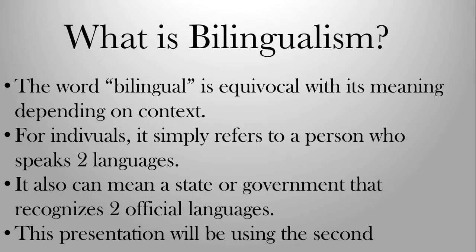Okay, before we start this discussion, we have to define bilingualism. And the term is equivocal, with its meaning changing depending on context. For individual people, it simply refers to speaking more than one language, two languages. For example, a person who speaks Spanish and English is bilingual. And it can also mean a state or government that recognizes two official languages. And in this presentation, we'll be using the second.